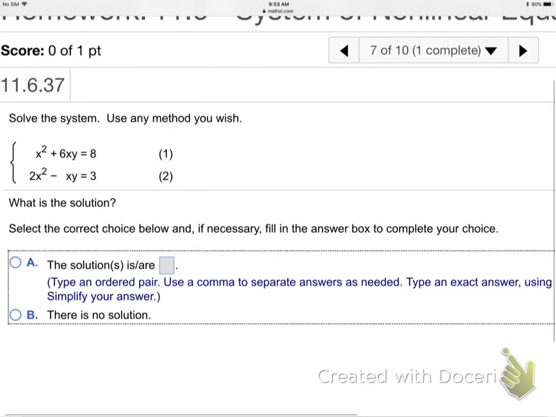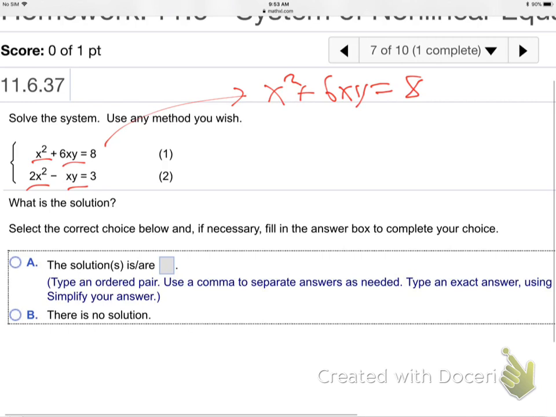Okay, so this one, x squared plus 6xy equals 8. So what are we going to solve for to plug in? I think it would be easiest. See how they're the same? It says x squared and xy, x squared and xy. They have the same kind of like terms. You could actually do the addition method too, by the way, if you prefer.